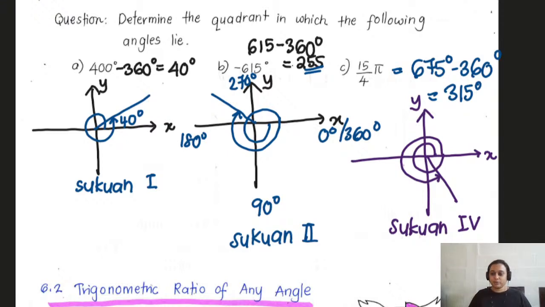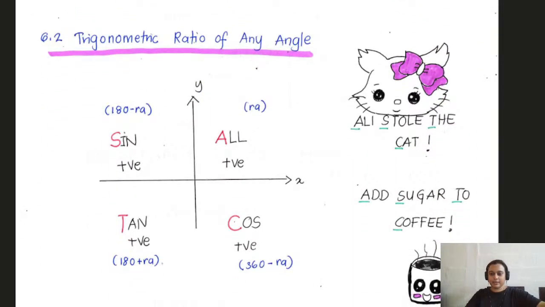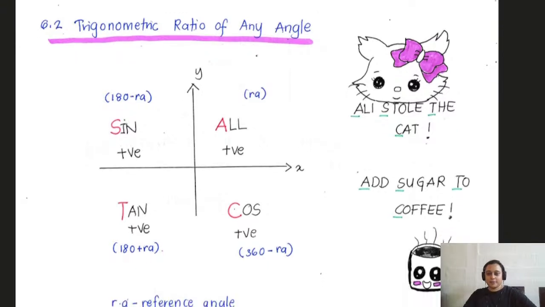Let's go to 6.2. Ready for 6.2? Okay, this one is very important. Everything actually is important, sangat penting. Because this bab memang keluar dalam kertas 2. It will come out in paper 2, where you kena lukis. So you kena tahu cara nak lukis sudut positif, sudut negatif and all.